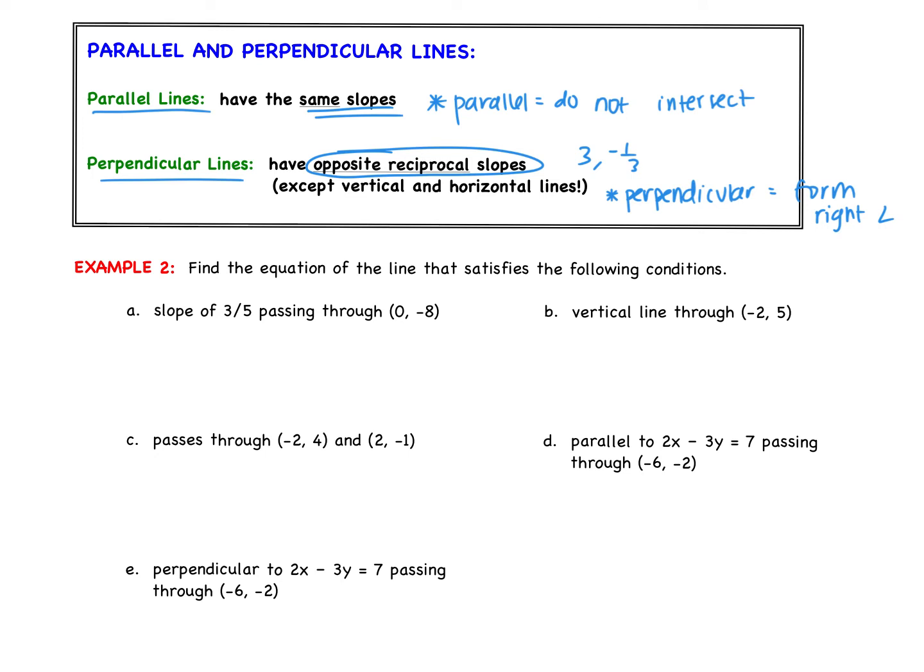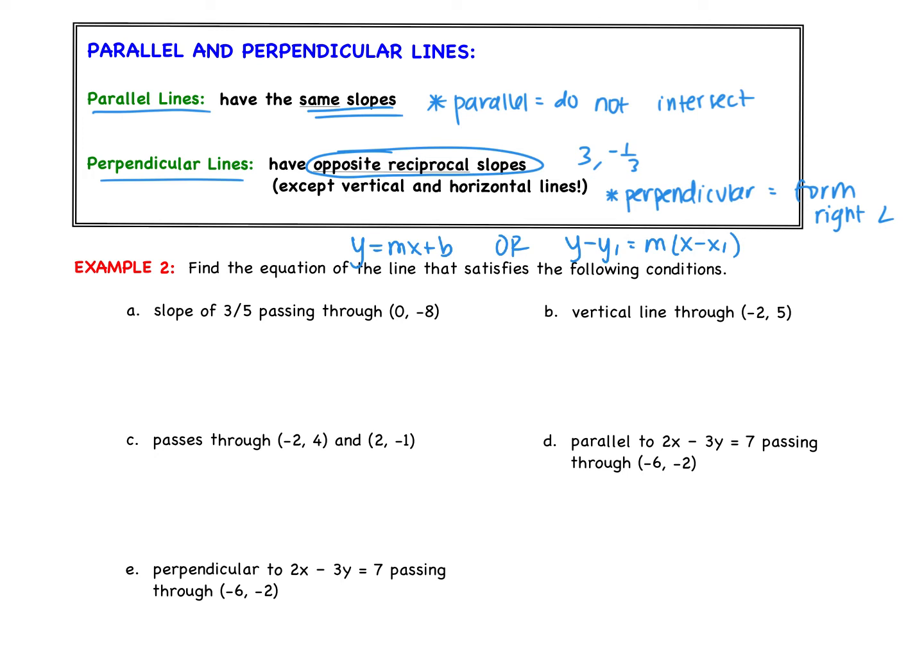So we already said standard form you're not going to use. You're either going to use y equals mx plus b, or you're going to use point slope form, which is y minus y1 equals m times x minus x1. This is the order I go in. If I can use slope-intercept form, that's the one that I use. If not, I do point slope.